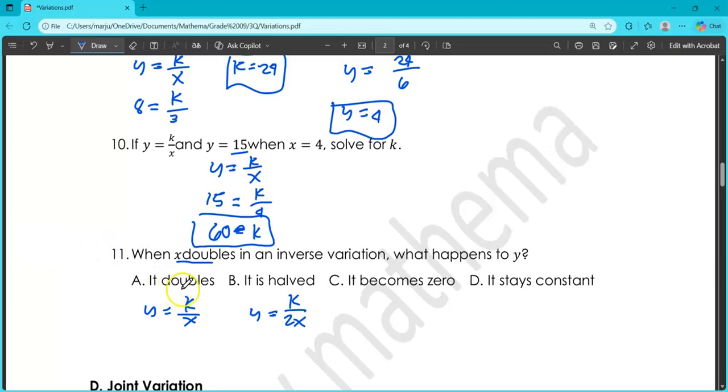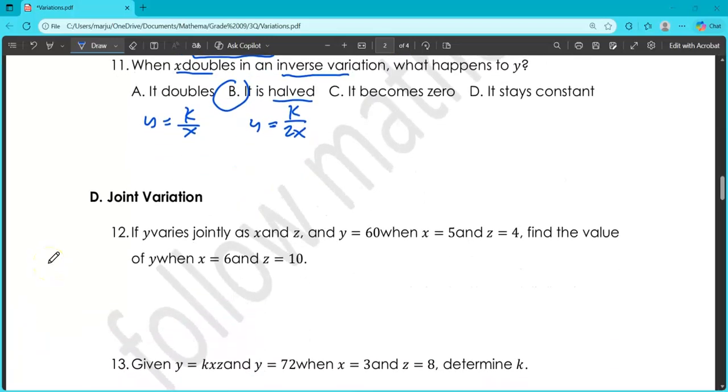What will happen? Will it double, become half, become 0, or stay constant? Again, they are inverse variation. So if x is doubled, what's the opposite of being doubled? It is half, right? So the answer here is letter B.